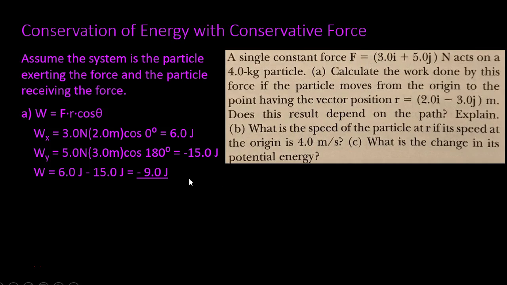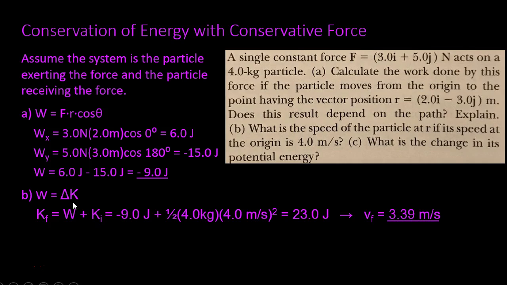Now on to B. What's the speed of the particle at R? Well, our kinetic energy is going to be changed by the amount of work that this force performs. We need to find the final kinetic energy in order to find the final velocity. So we go ahead and take this equation and we find that the final kinetic energy is equal to the work plus the initial kinetic energy.